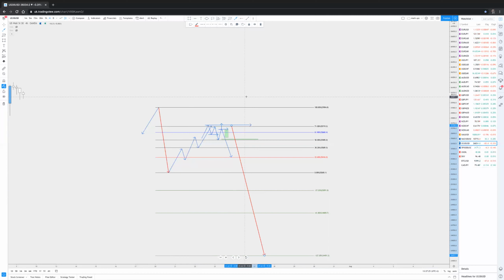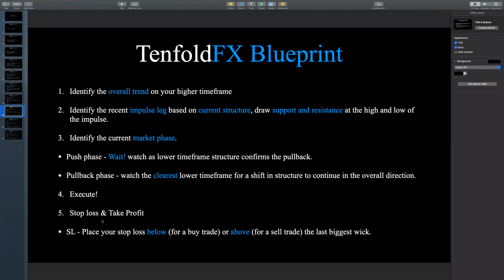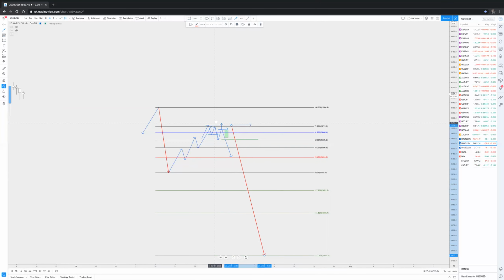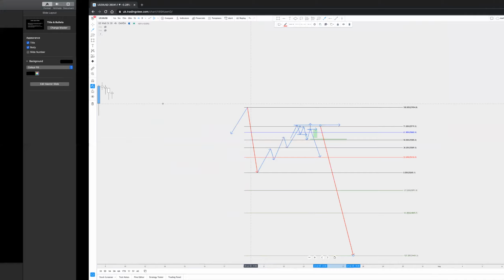Your TPs, as we know, let's just go. Okay, so that's your stop loss, below or above, if you're in a buy or a sell trade. The last biggest wick, right? So like I said, you'll put it above the wick area over there once we establish the lower high point, and there's usually wicks in those areas. So just the last wick or based off of structure.